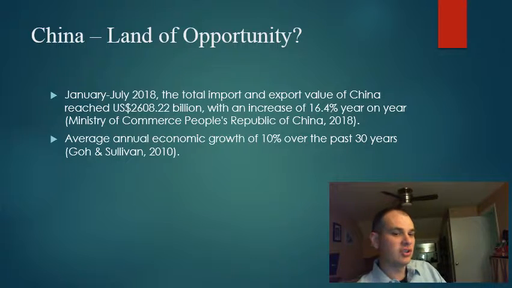Within the January to July 2018 timeframe, trade reached a total of 2,608 billion US dollars, which is an increase of 16.4% year on year. So this is a great opportunity for any businesses that are looking to expand their business within China.